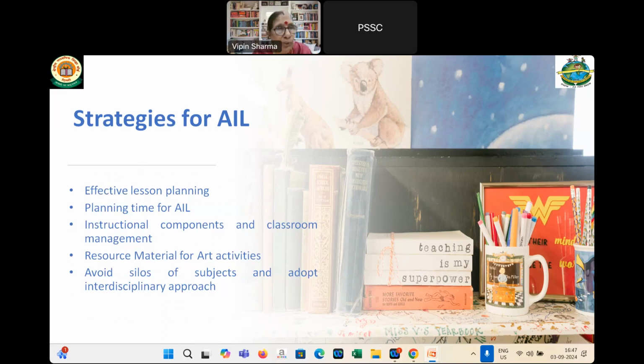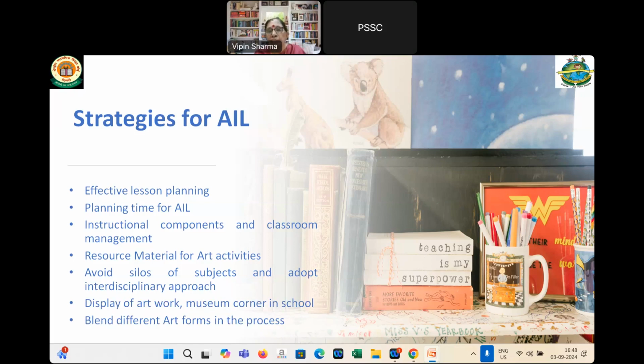Okay. Resource material for art activities. Avoid silos of subjects. Display artwork. All these can be done. See, good artwork should be displayed in the school. Let everybody go and appreciate. Appreciation makes a big impact. So let us appreciate the child. Let us appreciate his work. Let us appreciate his efforts, which is very, very important.